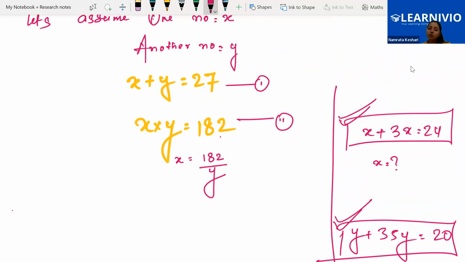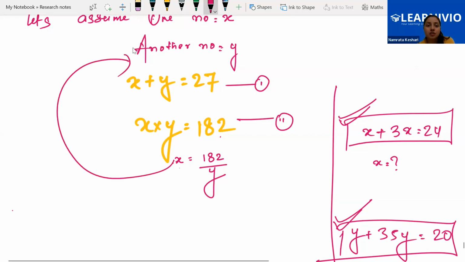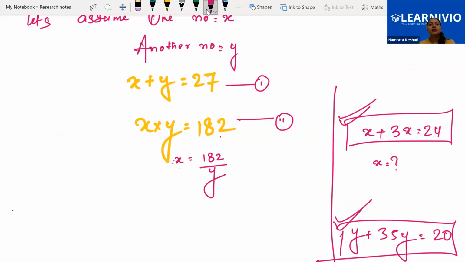Or we can also write y equals 182 by x. Whatever you want, you can do it. Either you can isolate x or you can isolate y. Again, I would repeat, isolating means keeping it on one side separately. So we have isolated x and written 182 by y. Now this x we are going to substitute in the other equation, the first equation. So take out the x or y value from any one of the equations and substitute it in the other equation.